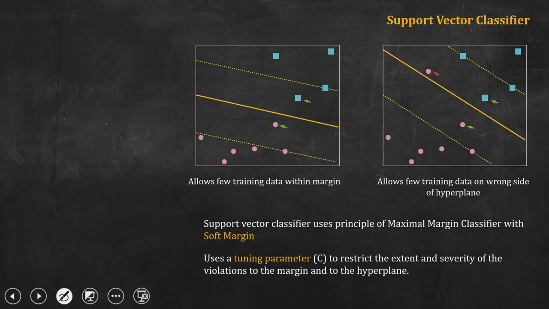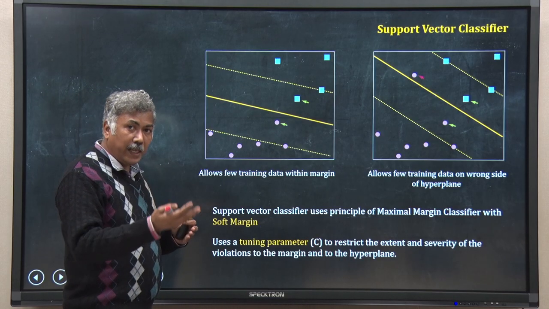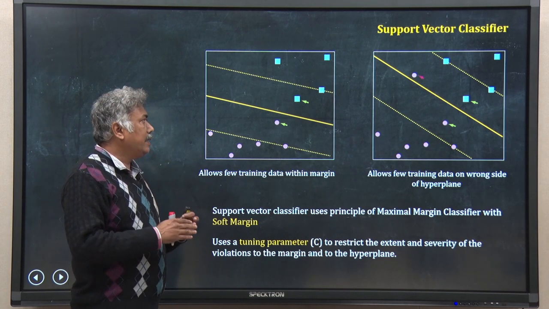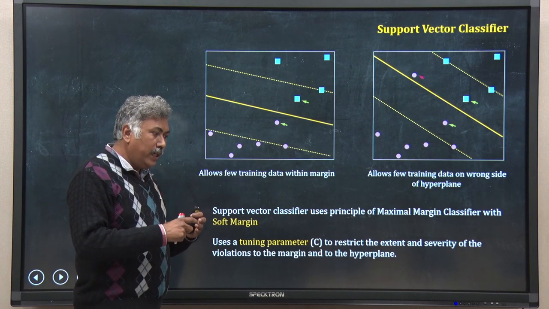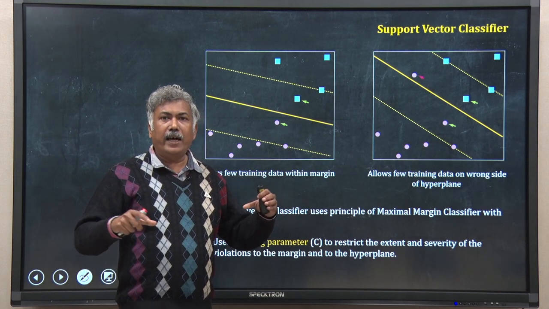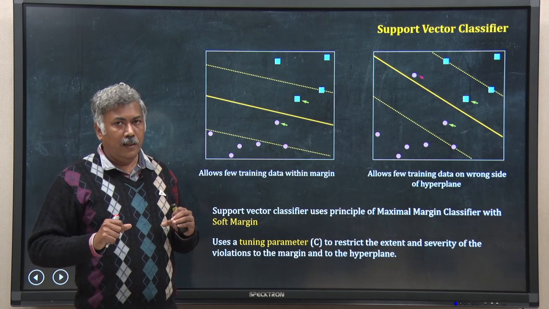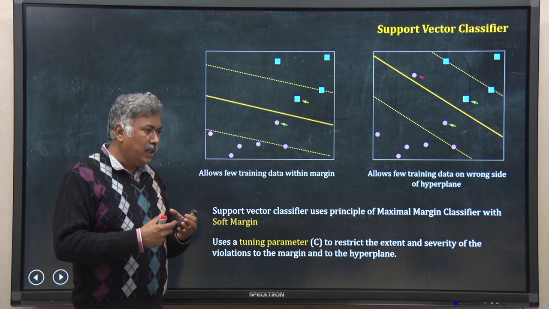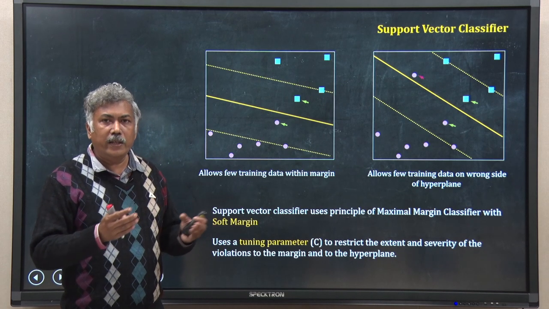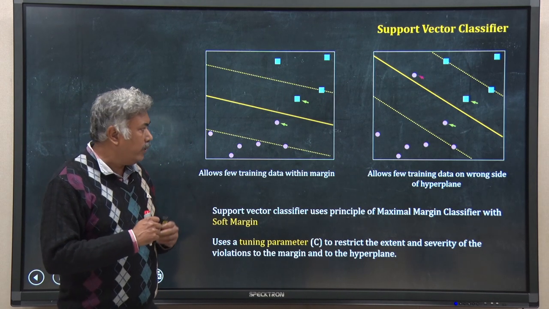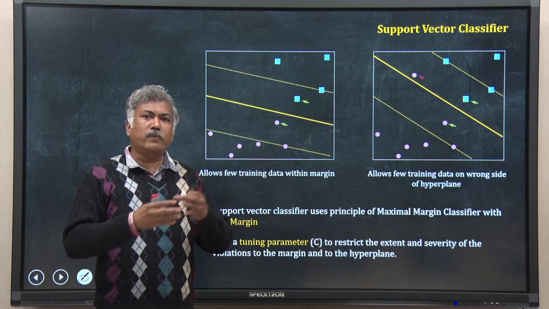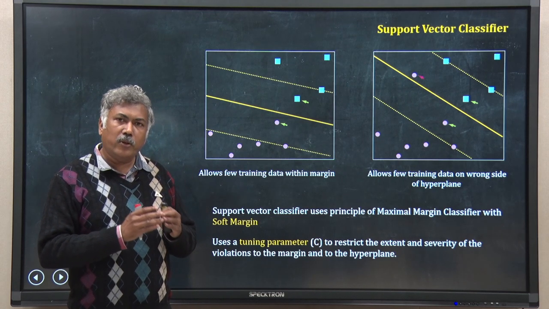So what is it doing? It is allowing some of the data points to be on the wrong side of the decision hyperplane, or it is allowing some of the data points to be in the region defined by the margin boundary. Now you must be thinking, how should I control this softness, right? How many data points should be allowed to violate this strict rule that we have used earlier? That's a critical issue. I cannot allow all data points to violate the rules. So there must be some control, right?